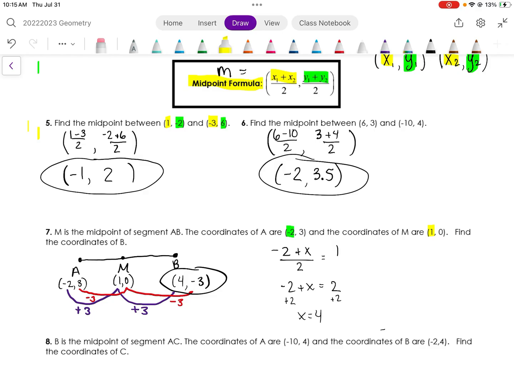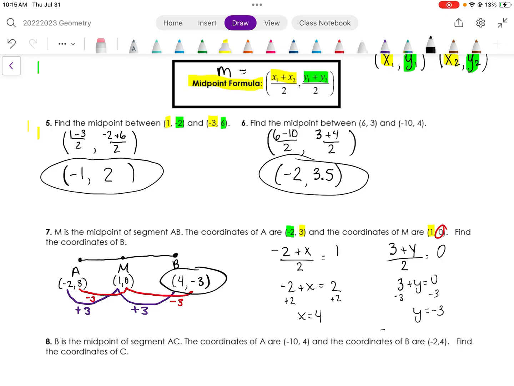Then you could do the same thing with the y's. We know one of our y's is 3. We do not know the other y. And you use the midpoint formula. y1 plus y2 divided by 2 should give you the midpoint. And we know the midpoint y value right here is 0. Same thing. If you multiply 0 by 2, you just get 0. So 3 plus y equals 0. Minus 3, y equals -3. So I got 4, -3 as my point.